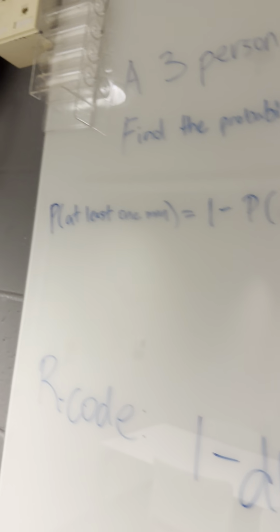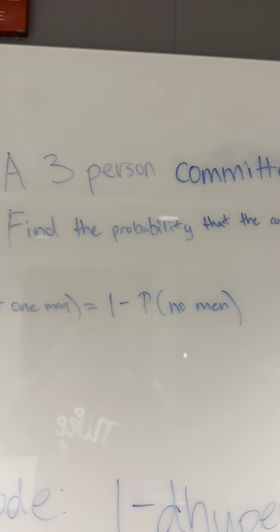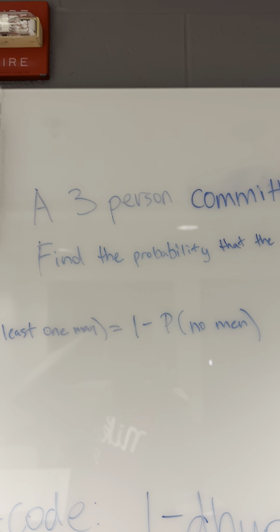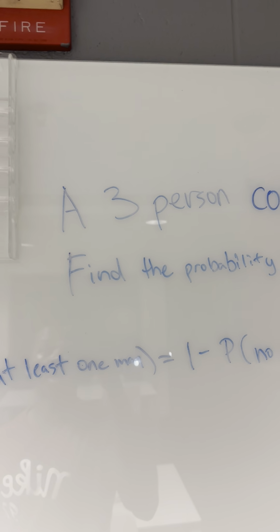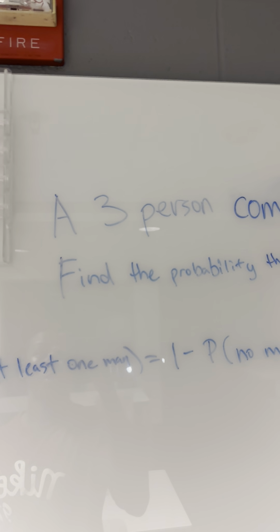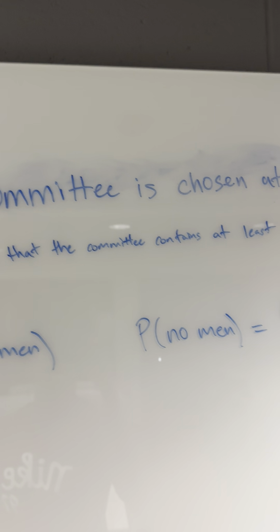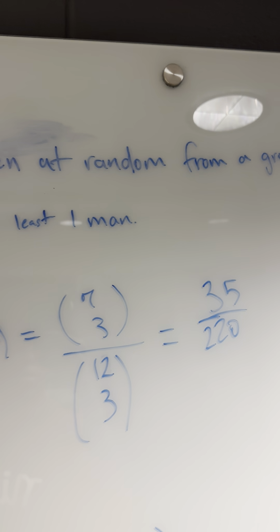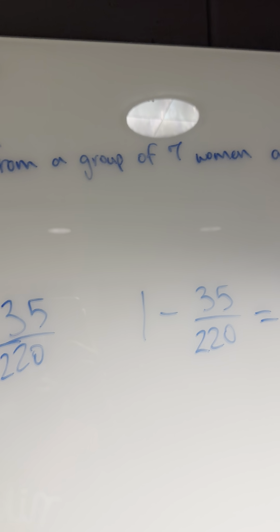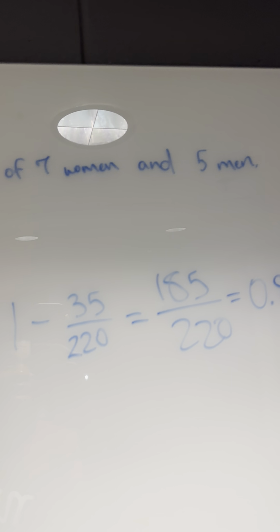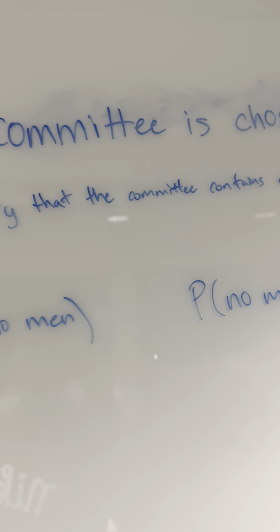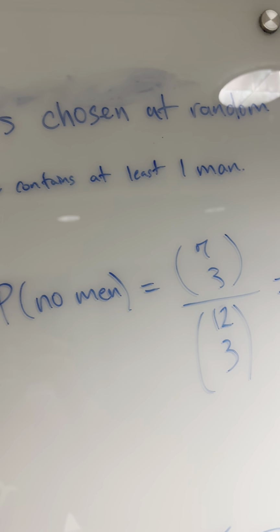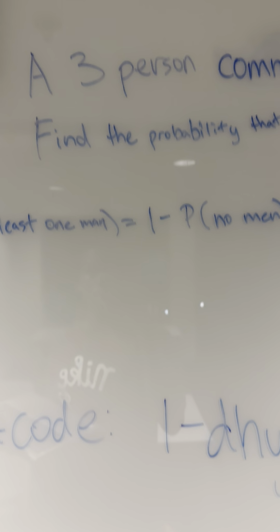The problem I chose to do from our web work assignments was about hypergeometric distributions. This is what the problem reads. A 3-person committee is chosen at random from a group of 7 women and 5 men. Find the probability that the committee contains at least one man.